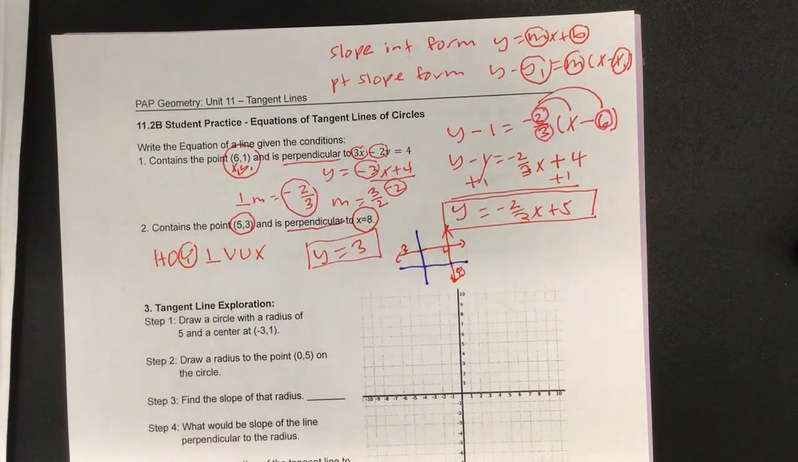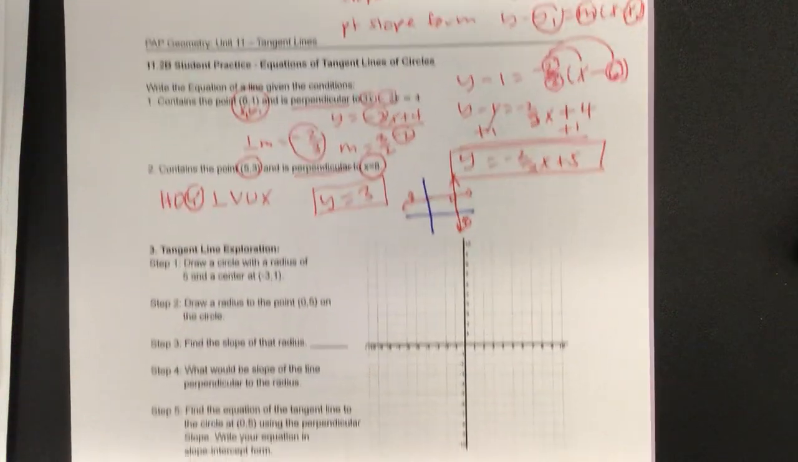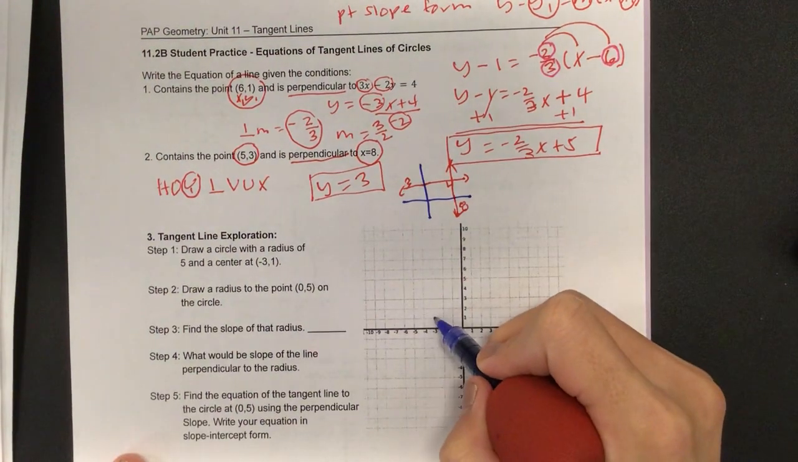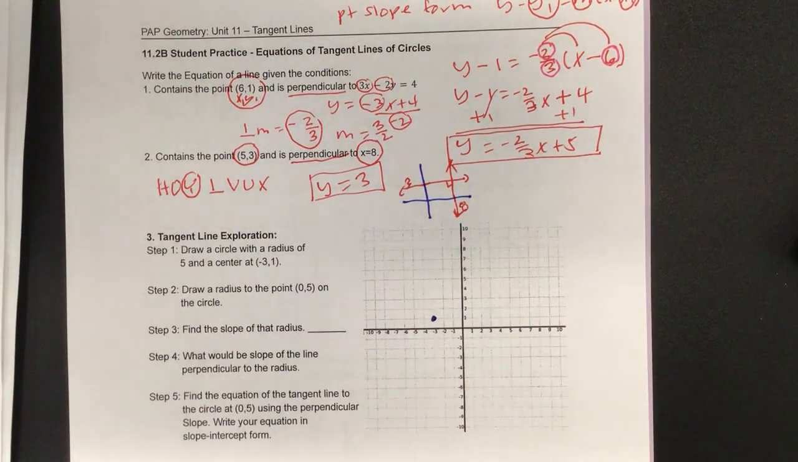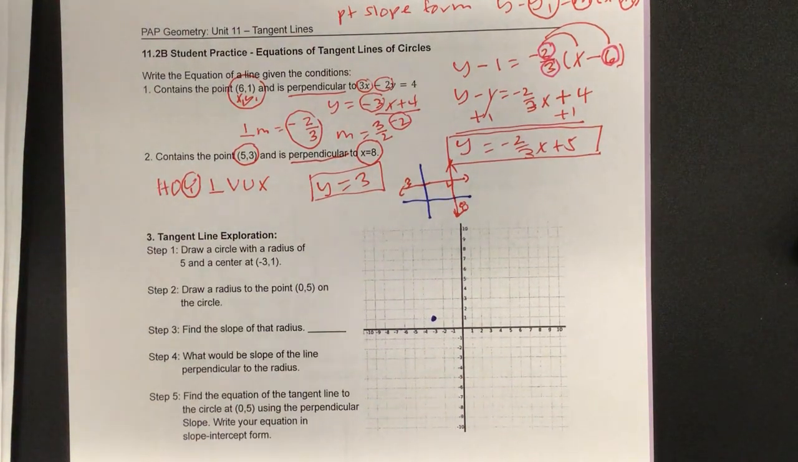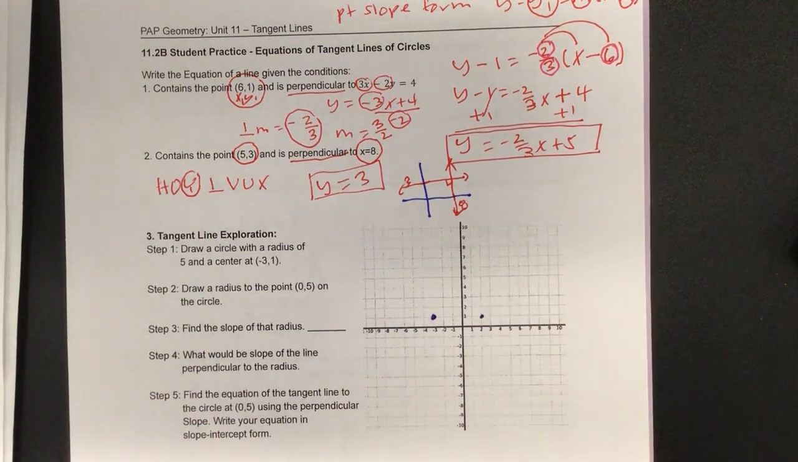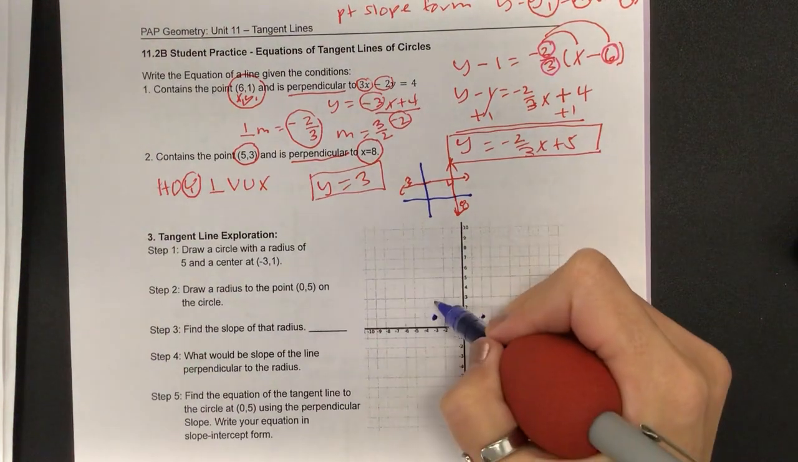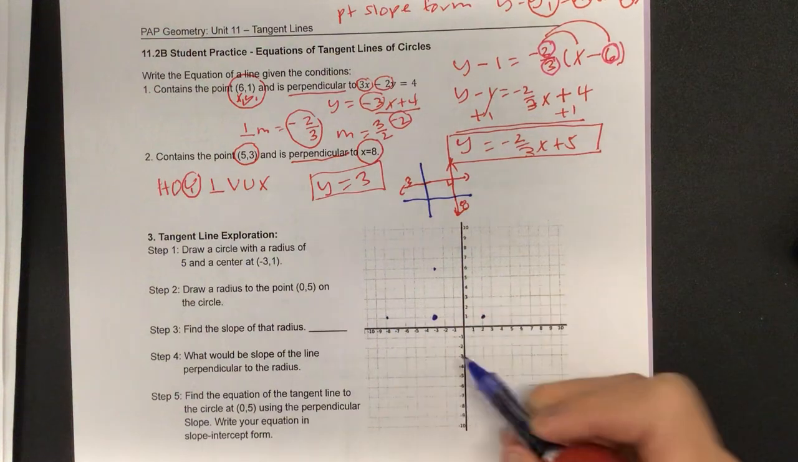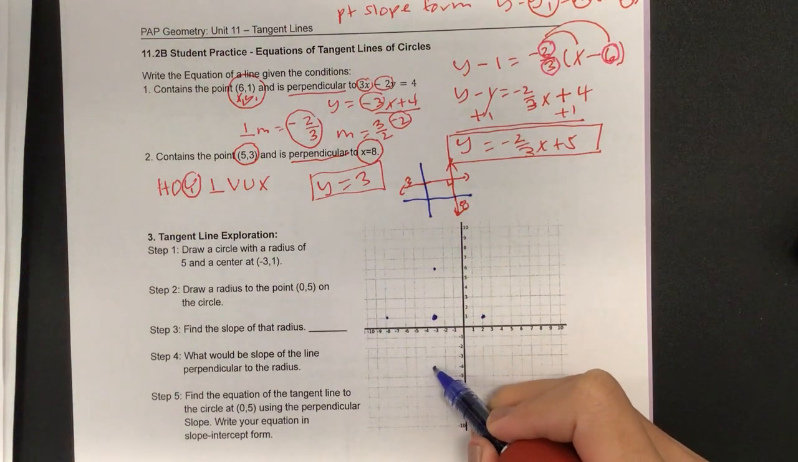All right, Reagan, let's read number 3, the title, and step 1. Tangent line exploration. Draw a circle with a radius of 5 and a center at negative 3, 1. Okay, negative 3, comma 1 is right here. That's my center. And it wants us to draw the radius of 5. So we're going to count to the left, right, top, and bottom 5. So here's 5 here. And then I'm going to count 2, 4, 5 right here. 2, 4, 5 right here. 2, 4, and 5.